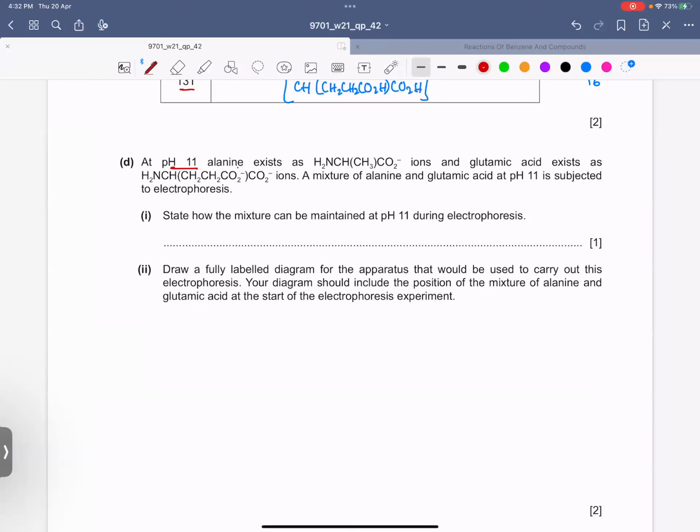Now part D: at pH 11, alanine exists as this ion and glutamic acid exists as this ion. A mixture of alanine and glutamic acid at pH 11 is subject to electrophoresis. State how the mixture can be maintained at pH 11 during the electrophoresis. Yes, how can we maintain the pH? Sir, buffer, sir. Yes, very good. Buffer solution, we always use a buffer solution to maintain the pH. Use of buffer solution.